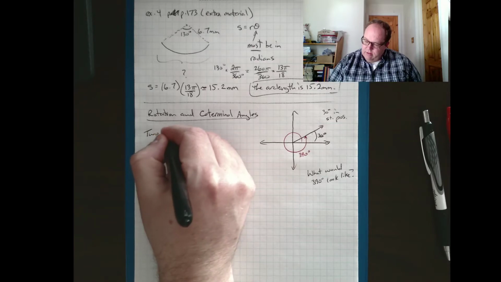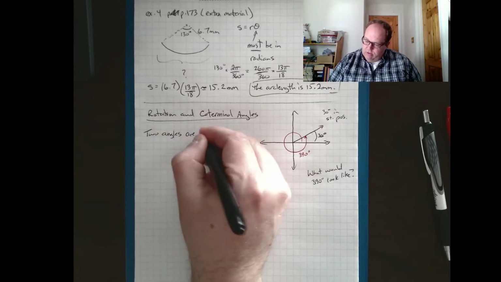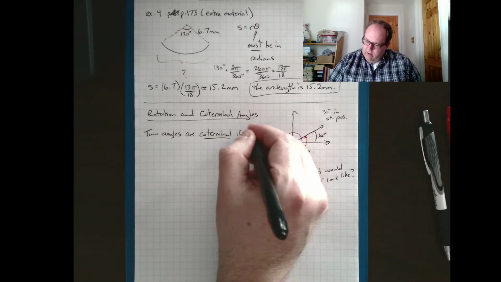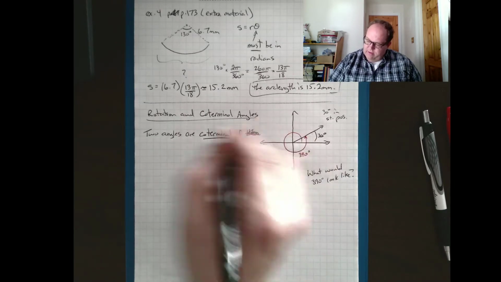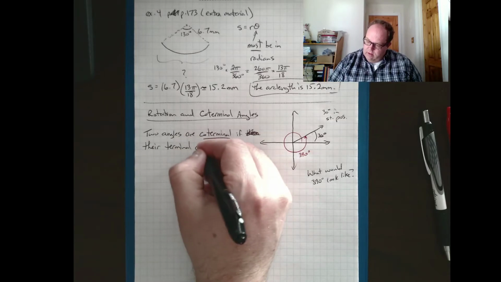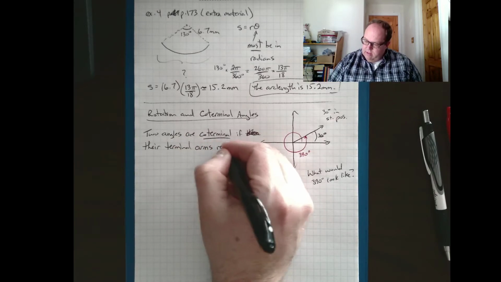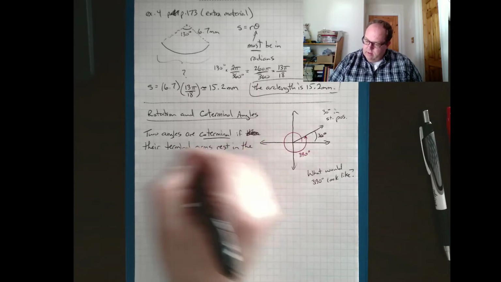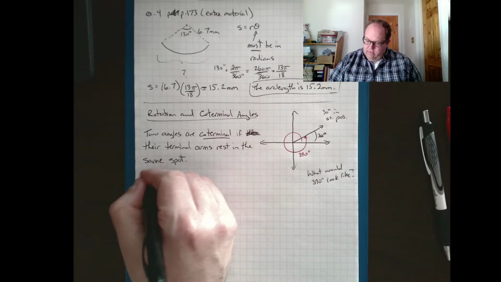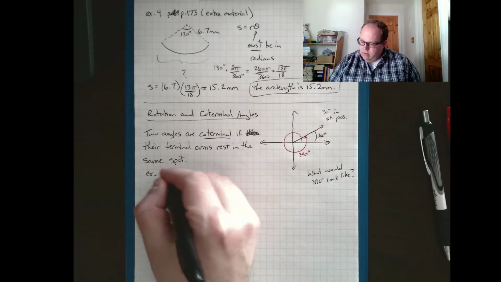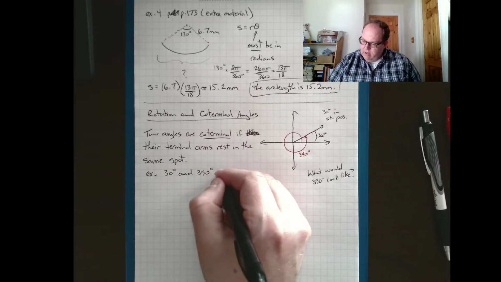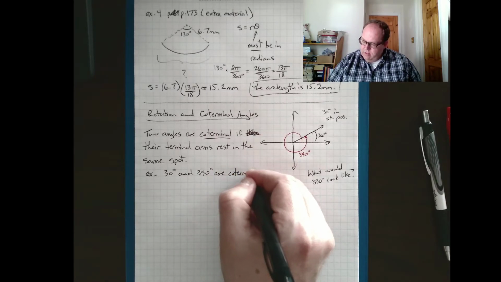I would say two angles are coterminal if their terminal arms rest in the same spot. And so, for example, for what I have just shown, 30 degrees and 390 degrees are coterminal angles.